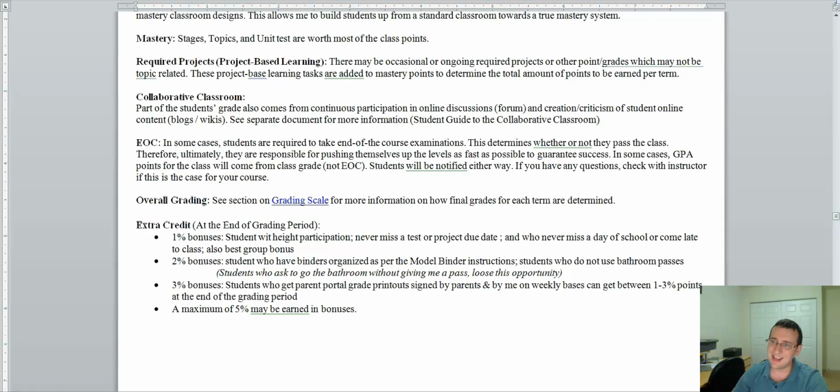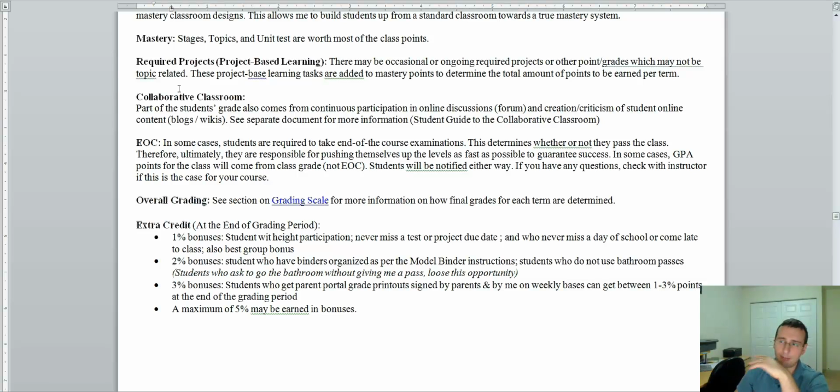Or for a student who never goes to the bathroom during my class, all right? So they have all their bathroom passes. You can get up to 2% for that. And in my class, by the way, you don't have to ask permission to go to the bathroom. You just say you want to go to the bathroom, and you go. You just leave the pass in the inbox that I have at the entrance and go. That's how it works. But the more times you go to the bathroom, the less chance you have to get this 2% bonus at the end of the quarter.